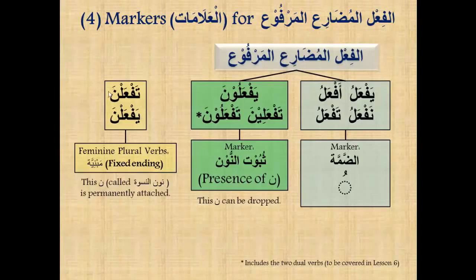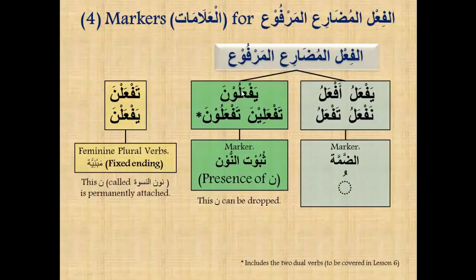Their forms are fixed. And this noon is called noon an-niswa, the feminine plural noon. This noon is permanently attached, it never comes off. Now let's look at the other two groups of present tense verbs that are mu'araba. We have in one group, yaf'alu, af'alu, naf'alu, and taf'alu. These are the verbs for the pronouns huwa, ana, nahnu, hiya, and anta. The marker for these verbs in the marfu' is the dhamma at the end. Yaf'alu, af'alu, naf'alu, and taf'alu.